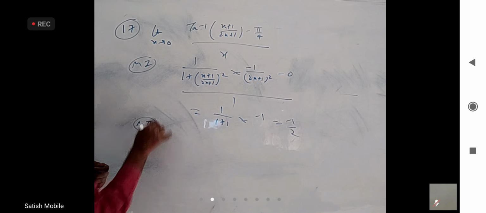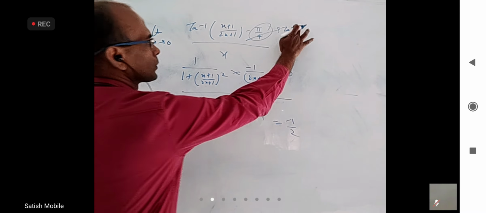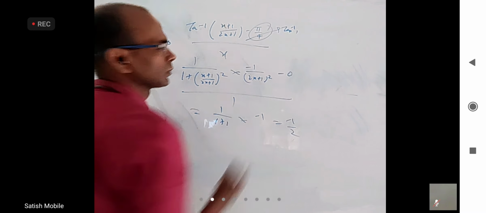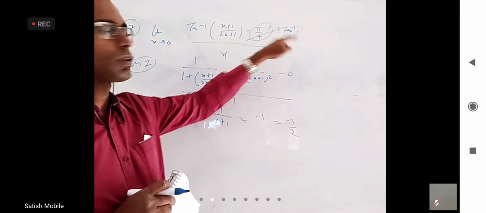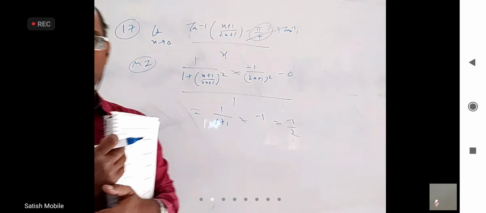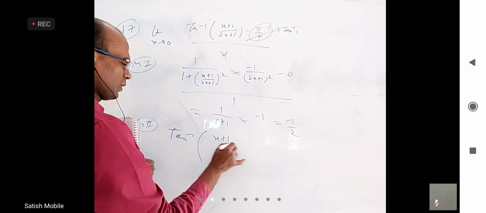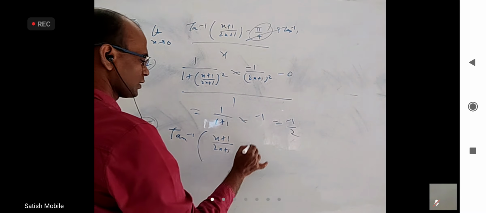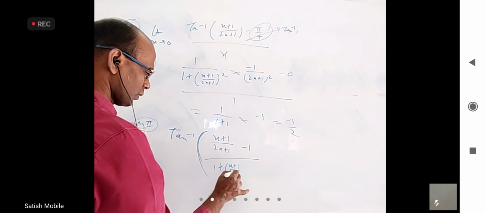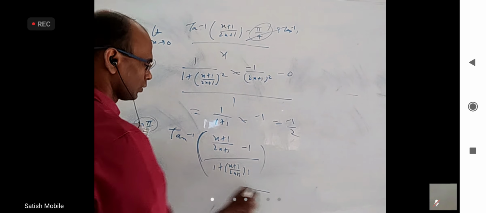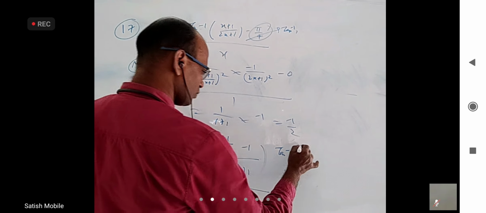Second method: write this pi by 4 as tan inverse 1. Tan inverse A minus tan inverse B you can write as tan inverse of (A minus B) by (1 plus AB). That is tan inverse of ((x+1)/(2x+1) minus 1) by (1 plus (x+1)/(2x+1) into 1), whole divided by x. When I simplify this, it will become tan inverse.